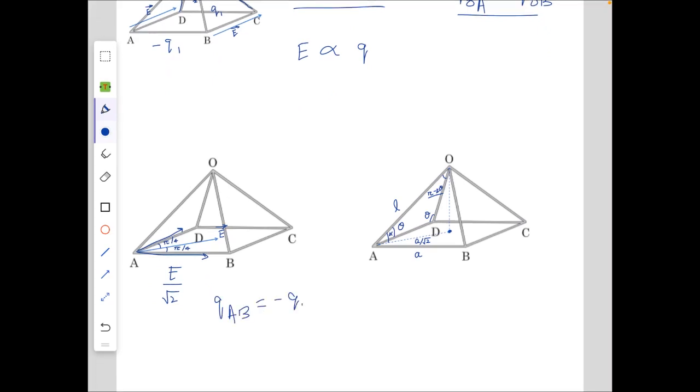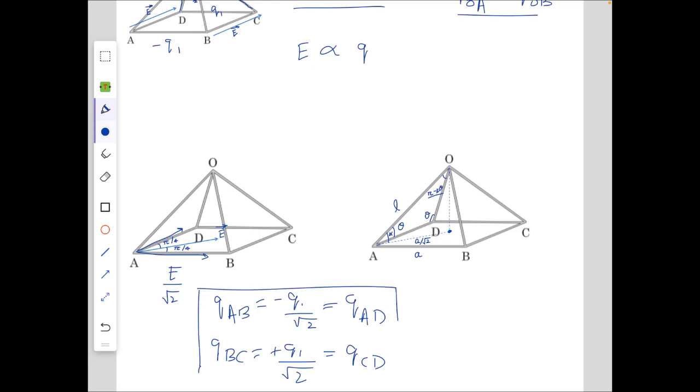So simply the charges in rods AB, BC, CD and DA can be written as follows: Q of AB equals minus Q1 by root 2, and similarly AB and AD are symmetric, so they will have the same charge, so this will equal Q of AD. Similarly Q of BC will equal plus Q1 by root 2, as they are both symmetric, but they will have opposite charges, and will equal Q of CD. So this was for the charges in the rods AB, BC, CD and DA.